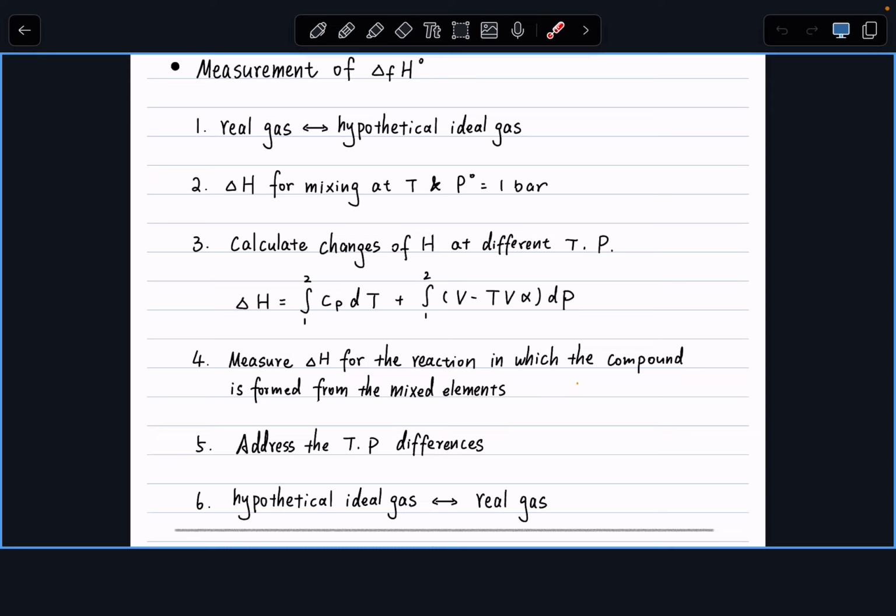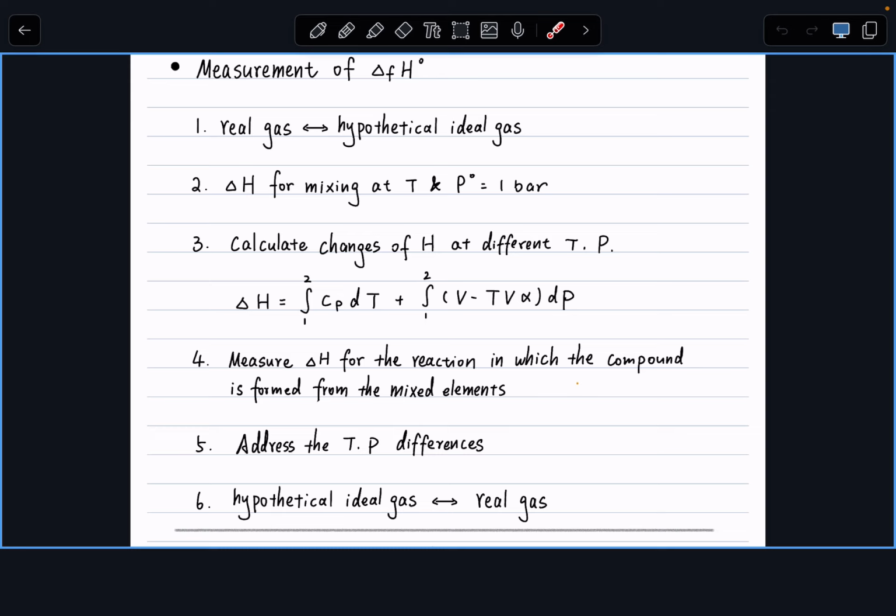Okay. Now let's just focus on this one, the calorimetry step, which is the measurement of delta H of my reaction between H2 and Cl2 to form HCl. So how to use calorimetry to measure the reaction enthalpy.